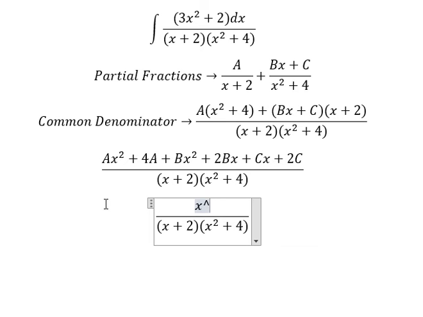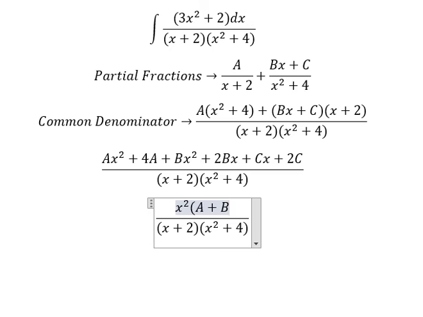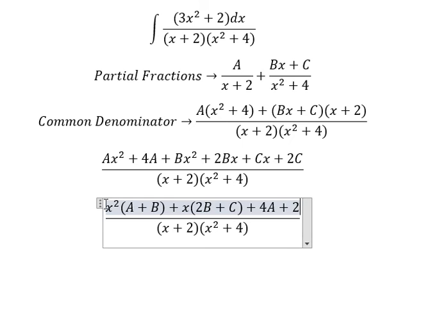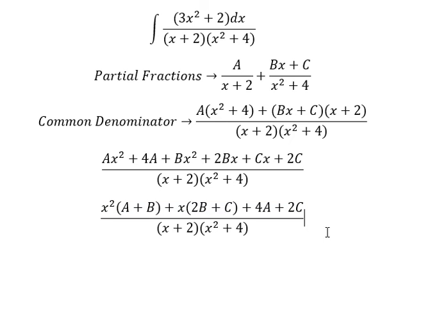About s squared we have A plus B. About s we have 2B plus C. About the numbers we have 4A plus 2C. Now we need to compare coefficients. We have 3, so A plus B equals 3. We don't have s, so this one equals 0, and this one equals 2.